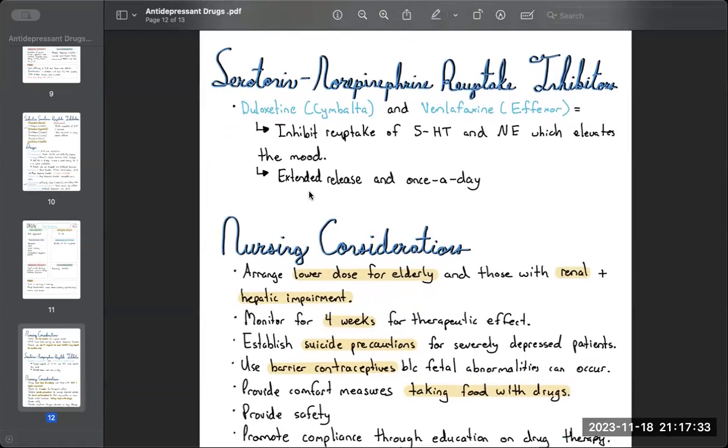Then we have something called serotonin norepinephrine reuptake inhibitors, or SNRIs. These include duloxetine or Cymbalta and venlafaxine or Effexor. Okay, these inhibit serotonin and norepinephrine to elevate the mood. Okay, and this is a once-a-day medication.